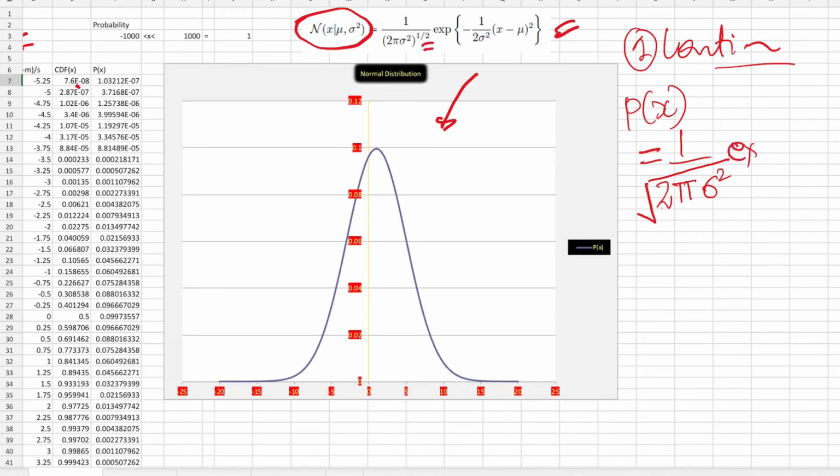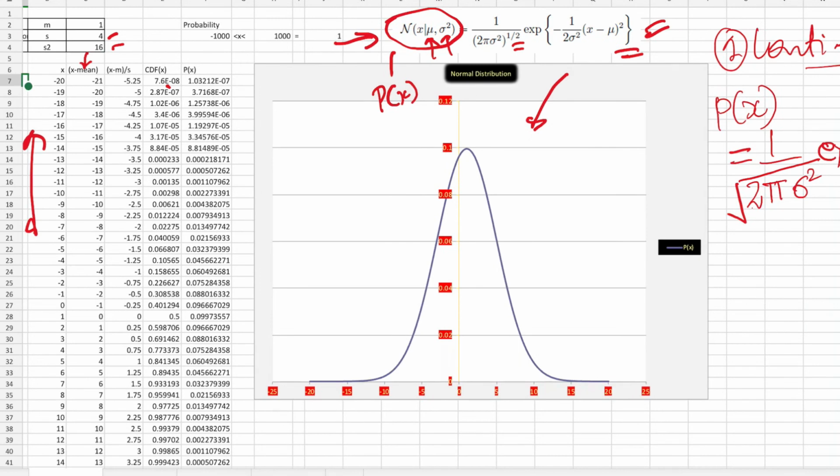We have the exponential of it, and inside the exponential we have minus (x minus mu) squared, where mu is again the mean of the data set, divided by 2 sigma squared, again the variance. So this is the formula which we have.